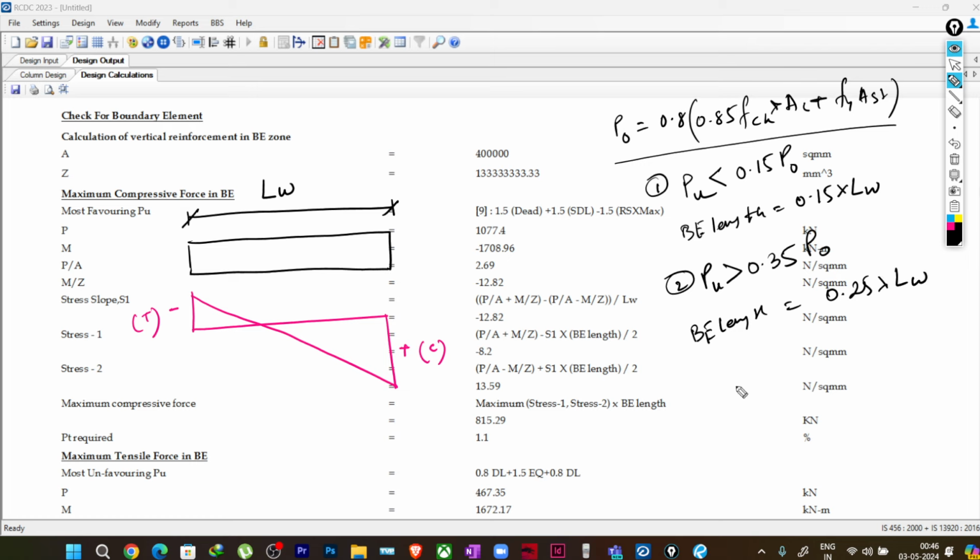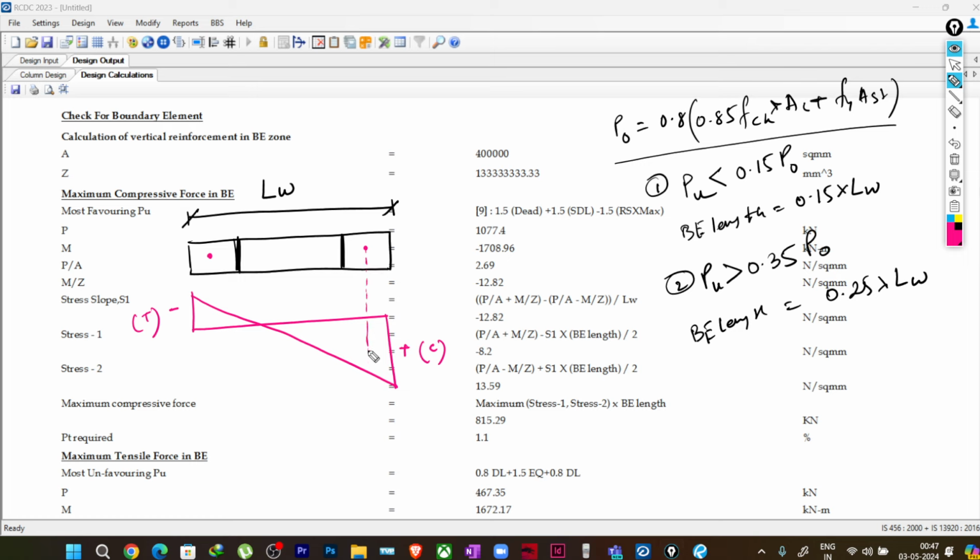And the third case is if Pu is in between 0.15 P0 to 0.35 P0, in this case the boundary length should be within 0.15 Lw to 0.25 Lw. You can do the linear interpolation depending on the value that you are getting. Okay, so based on this they are getting some boundary element length, correct? Now where are we finding the force? We are finding the force somewhere here at the center, correct?